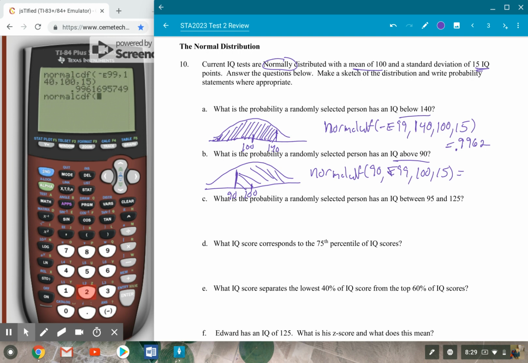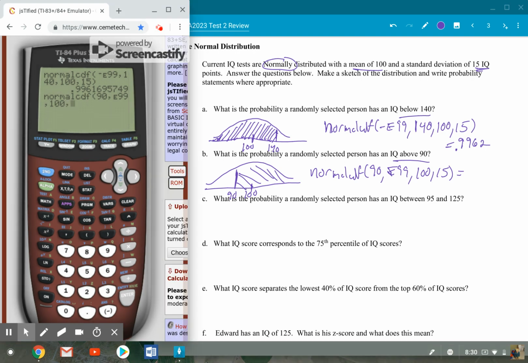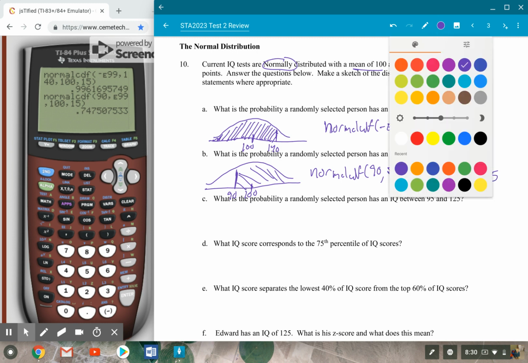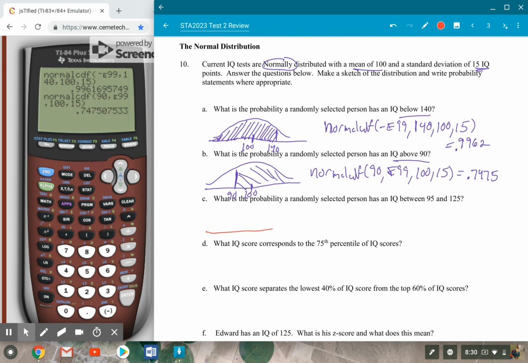Second vars, number 2. So 90, comma, and then to get my E99 again, that second comma, there's my E99, comma 100, comma 15. So we get not quite as much of the curve, 0.7475, or about 74.75%.